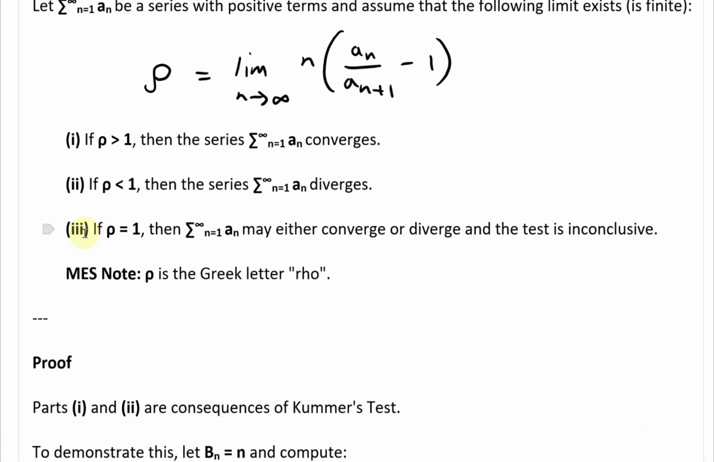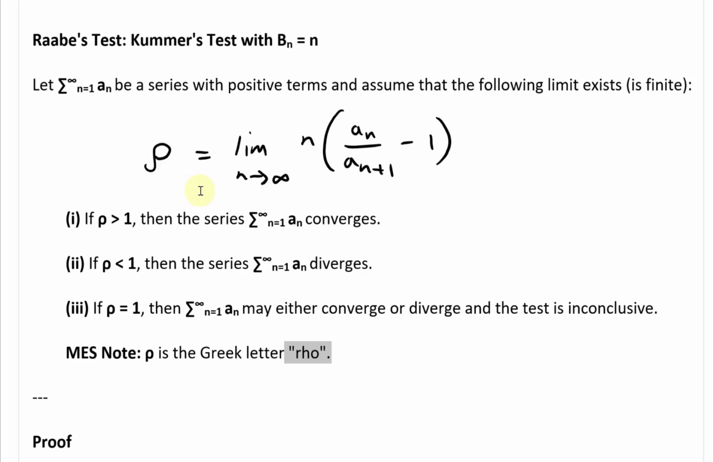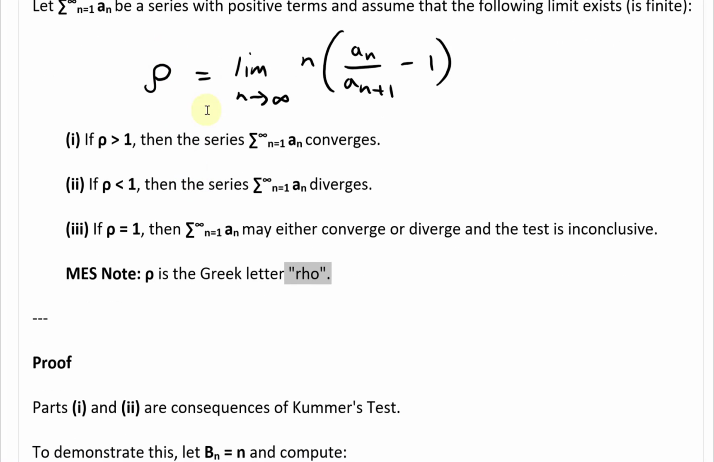And then the third condition, if rho is equal to 1, then the summation n equals 1 to infinity of an may either converge or diverge, and the test is inconclusive. And just note, rho is the Greek letter rho. It looks like a P, but I'll put this curly sign there. That is usually how it's written. That's how I wrote it in university, just to make it not look like the P. Because this one, you could write it like that. It looks like a P.